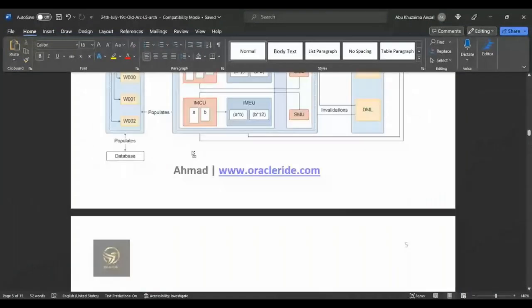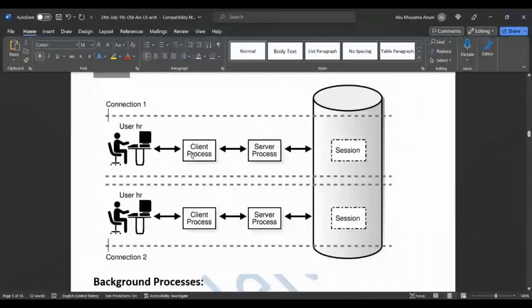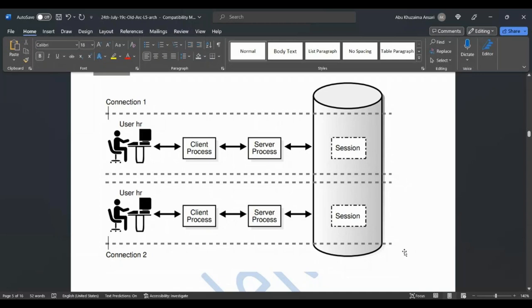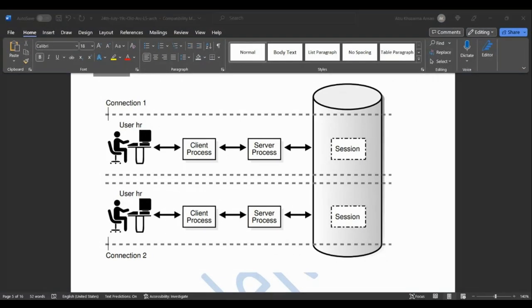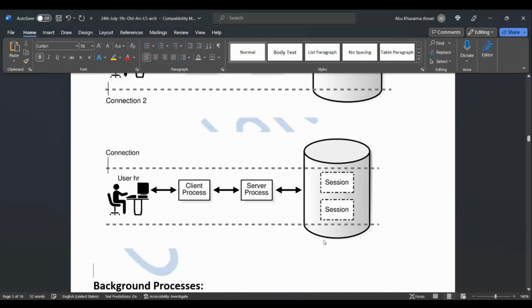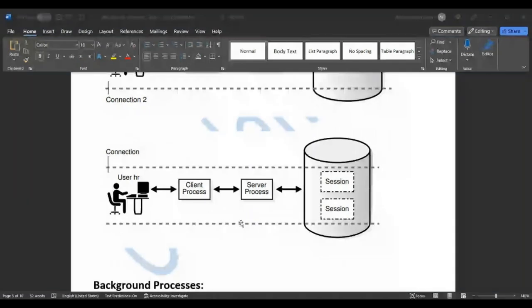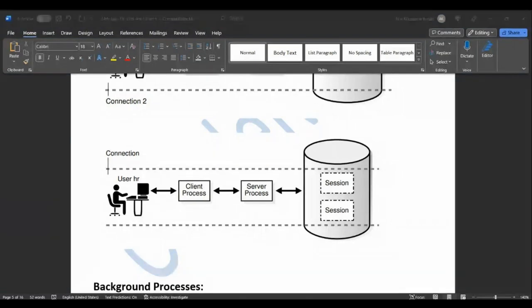Yeah, so see that one user, one client process, one server process, one session. Okay, so this is a dedicated server connection established in the database. And in terms of shared server connection, the diagram will be like this. So this client server process is performing for two sessions. Okay, so now connection and session are clear.